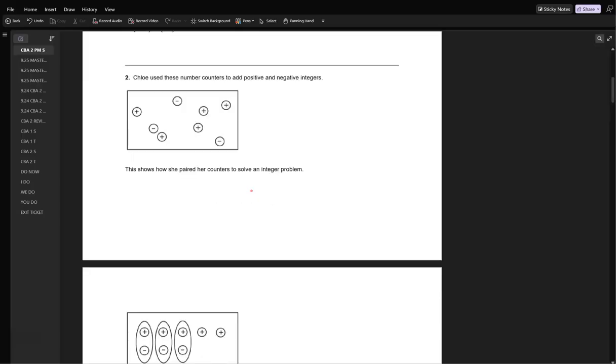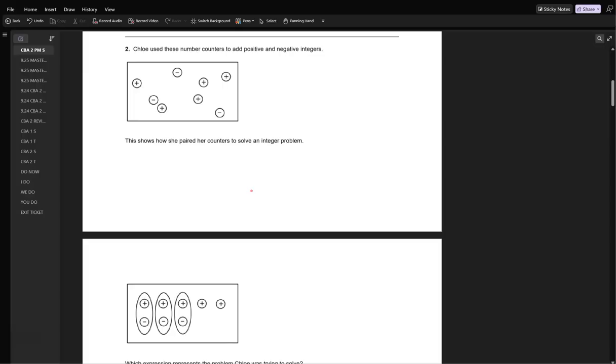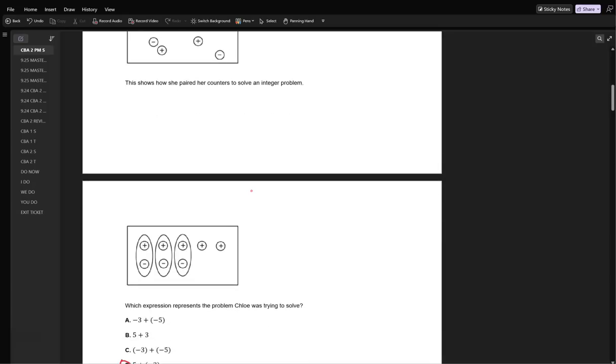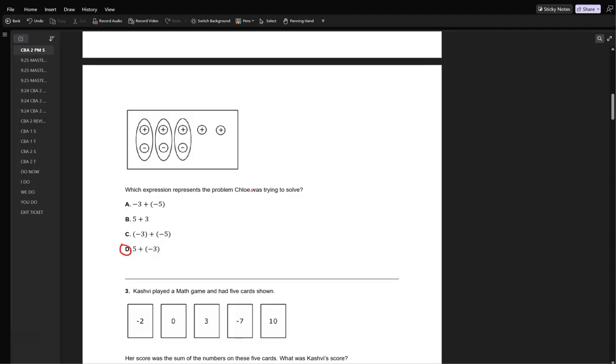All right, let's move on to this next one. We looked at these scenarios with counters, positive counters, negative counters. And they're pretty random here. Here they're organized. Which expression represents the problem, Chloe, right? So we have essentially 1, 2, 3, 4, 5 positive counters, and we have 3 negative counters. This is your 0 pairs we discussed in class.